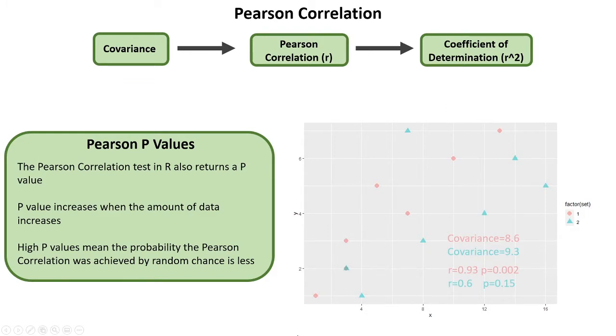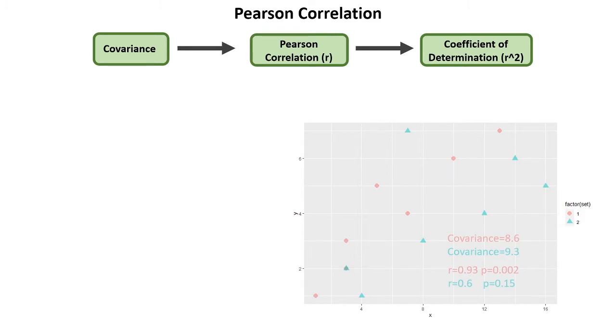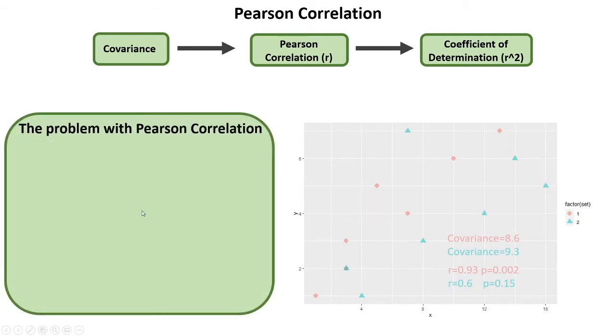So the p-value is dependent not just on the number of points, it's also dependent on how close the data is to a line. Those two things together tell you how likely it was for these points to have just randomly become like this on their own, right? Okay, so that's all I'll say about p-value for now.